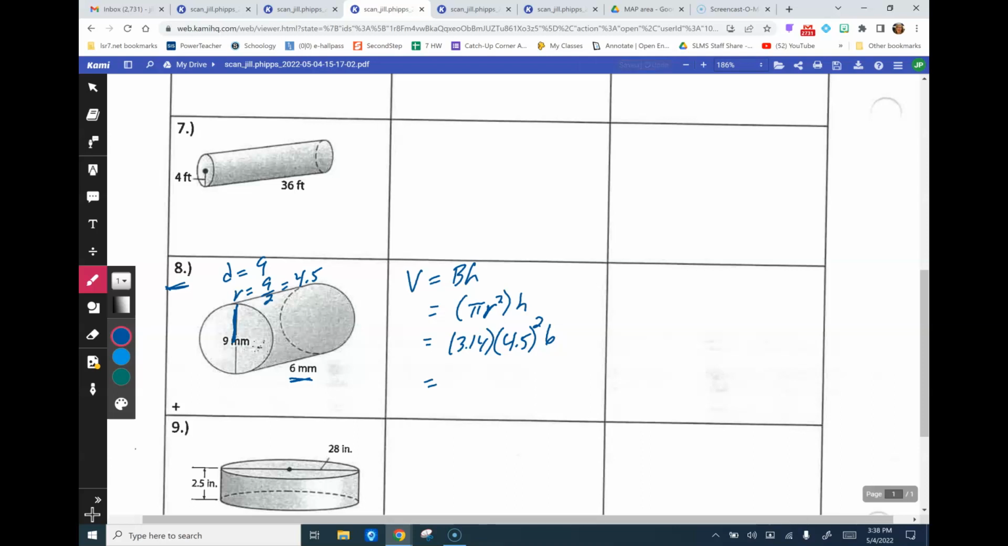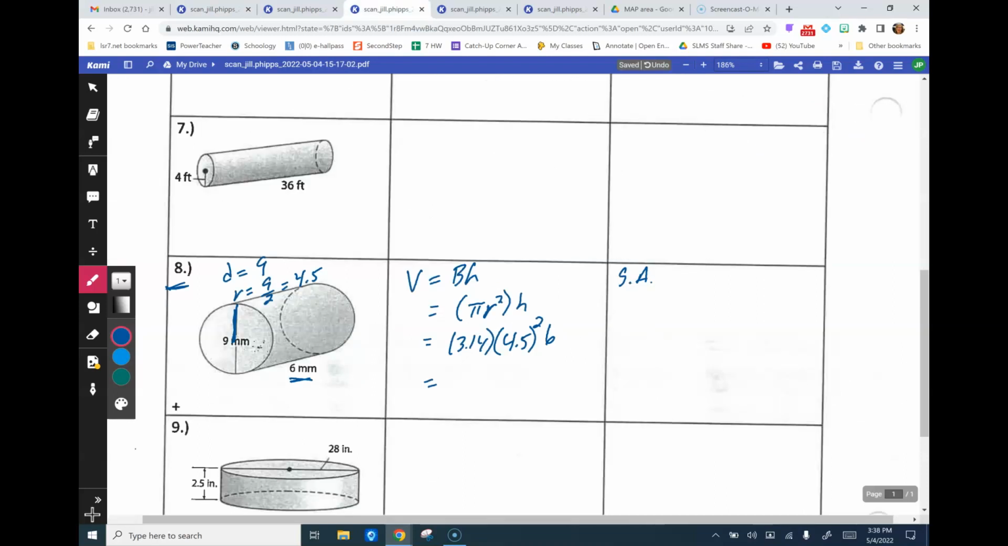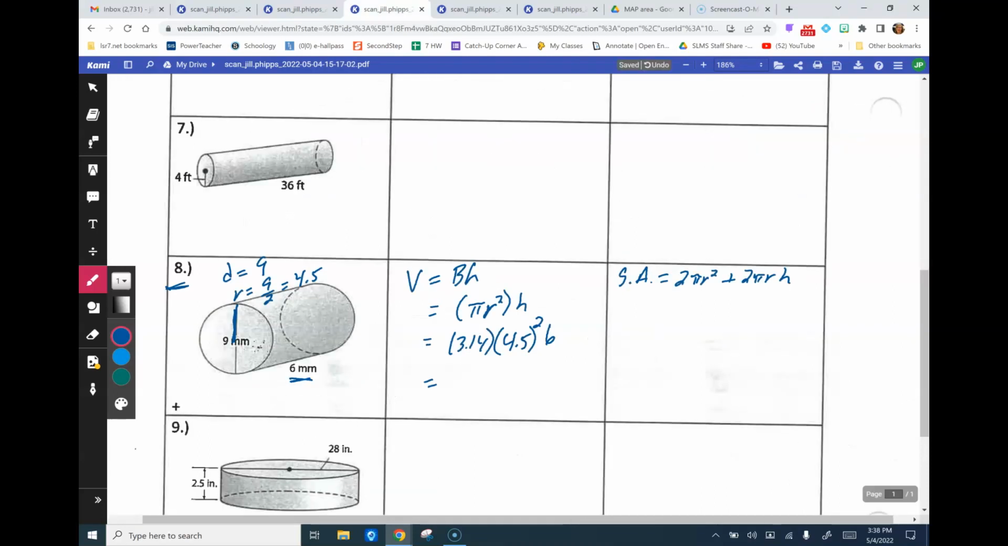Now the next thing we're going to do is surface area. Okay? So remember, go to the back of this sheet, and I want you to write the formula for surface area. You have two bases, so 2 pi r squared, those are your two circles, and then you have the circumference, 2 pi r, times the height. So 2 pi r squared plus 2 pi r h. Make sure that is written on the back of this sheet. Write 2 pi r squared plus 2 pi r h.